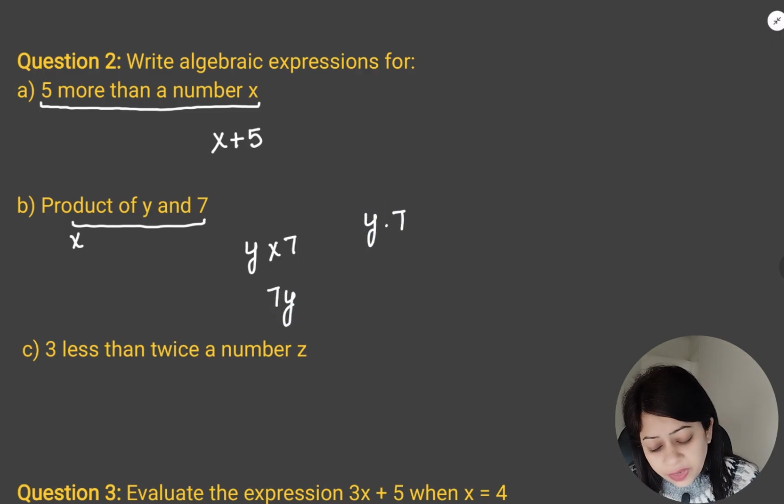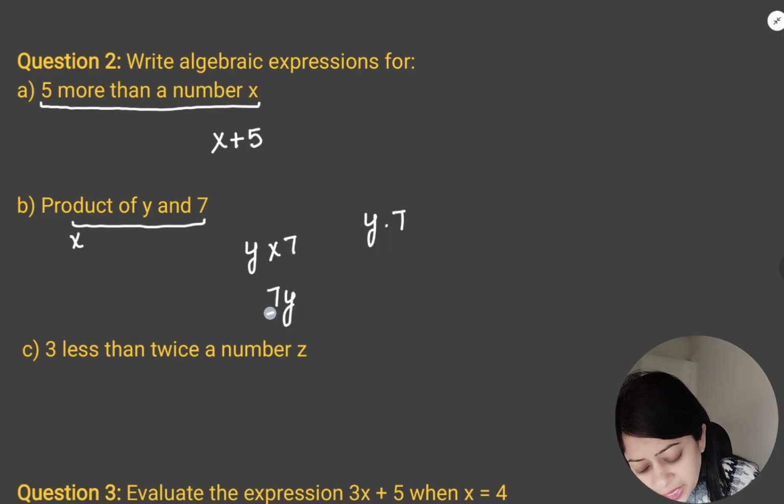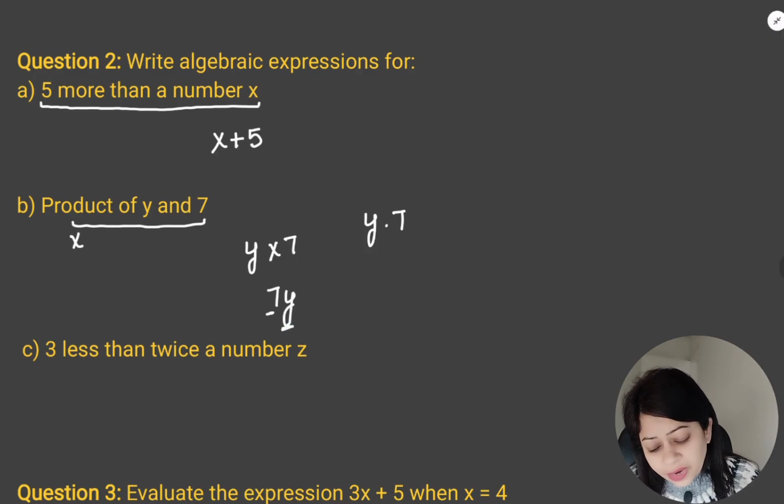Because generally when we write expressions, what do we do? We write the constant term first and then the variable. So instead of writing y cross 7, this is also right. You can write this as well. But what do we write?